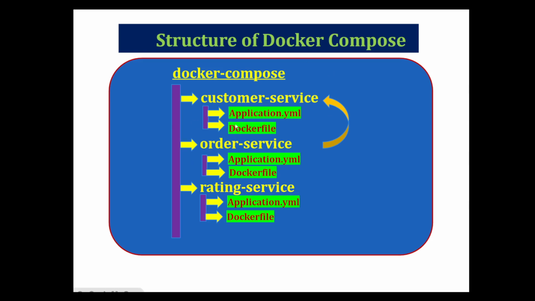Now this is the application stack: for each microservice we are going to use an application.yml file and a Dockerfile. And finally, the most important thing which we are going to cover is that we are going to create one docker-compose.yml file. In this docker-compose.yml file, we are going to mention everything related to all our applications, like customer microservice, order and rating. All these microservices we are going to mention inside the docker-compose.yml file, along with the network, depends on, environments, volumes and port mapping.